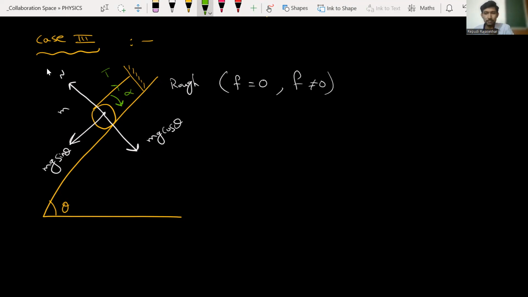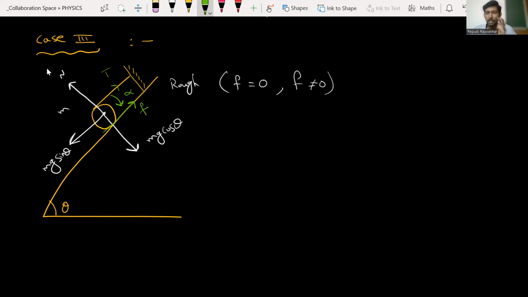Right, just observe the cylindrical object here. The object wants to rotate in the clockwise direction, meaning at the point of contact it is sliding in the backward direction. That means the friction should oppose this relative motion. That's why the friction force is acting in the forward direction.